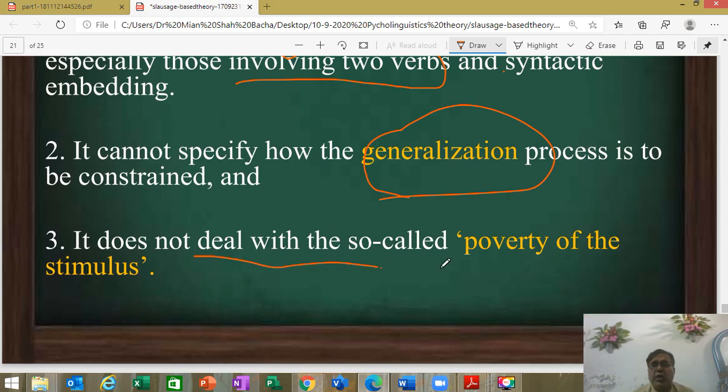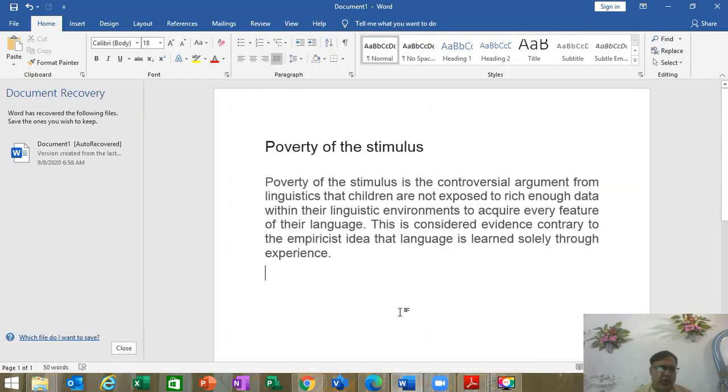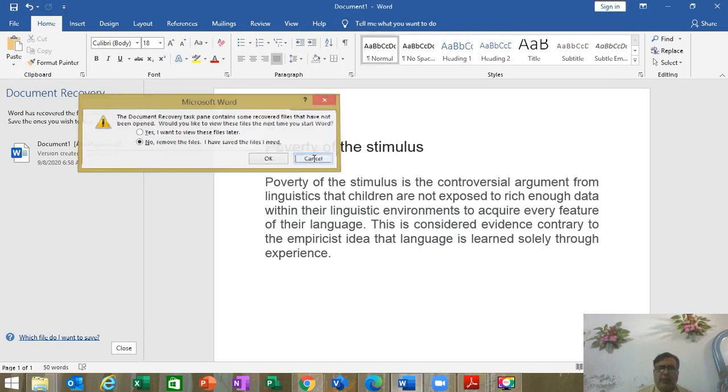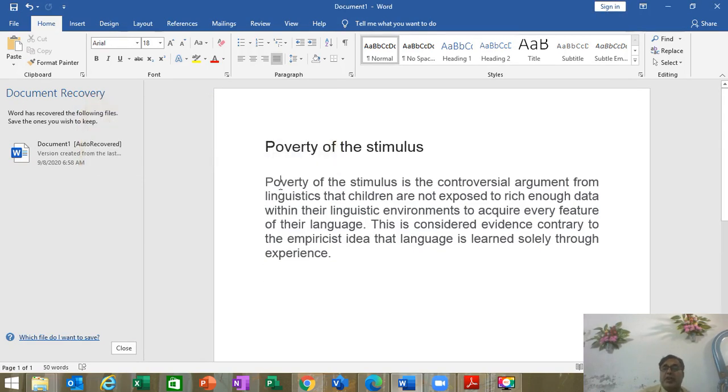it does not deal with the so-called poverty of stimulus. All right, this poverty of stimulus is very much there in linguistics, but let me explain it again to you. Poverty of stimulus is the controversial argument from linguistics that children are not exposed to rich enough data within their linguistic environment to acquire every feature of their language. This is considered evidence contrary to the empiricist idea that language is learned solely through experience.